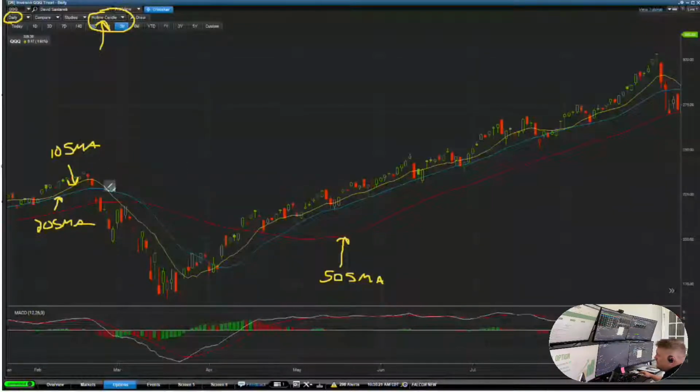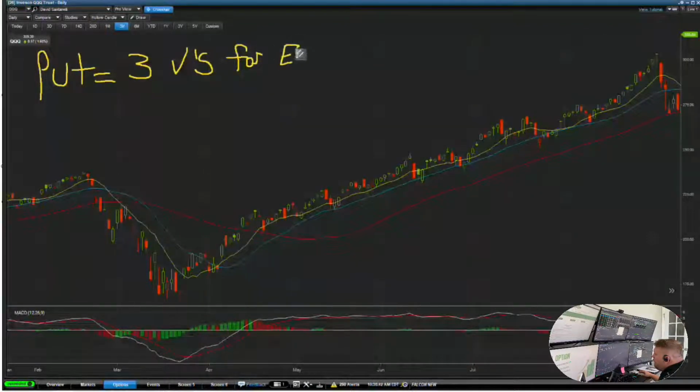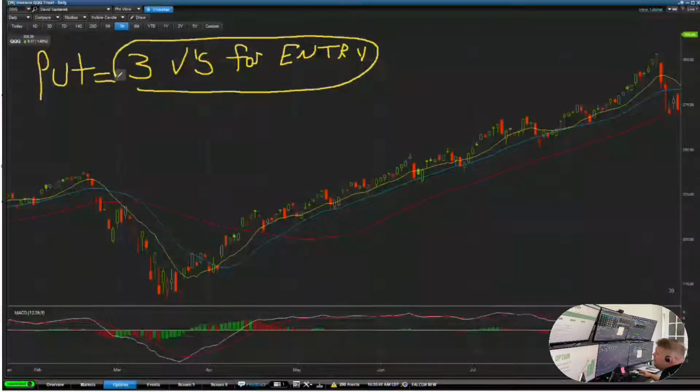So now that you know what these lines are here, the 10, 20, and 50-day simple moving average, what we're going to be doing is using these for our entries and our exits, part of them. So when you want to buy a put, you need 3 check marks for entry. Now, what are those 3 check marks, guys? Number 1 is the 10 crossing below that 20-day simple moving average. So here's that yellow 10-day moving below that blue 20-day. There's check number 1, right? SMA cross.